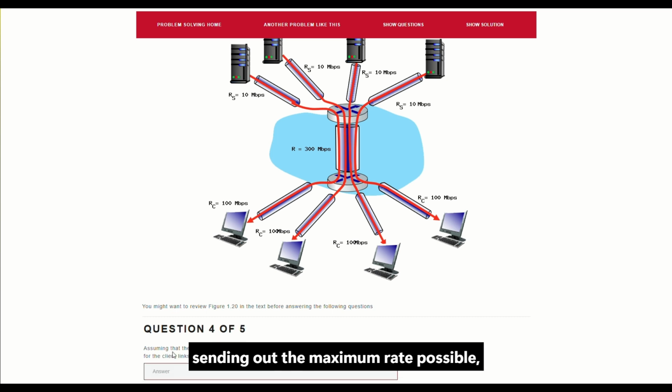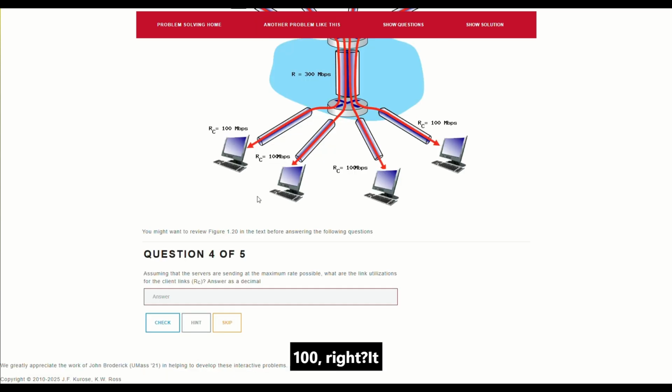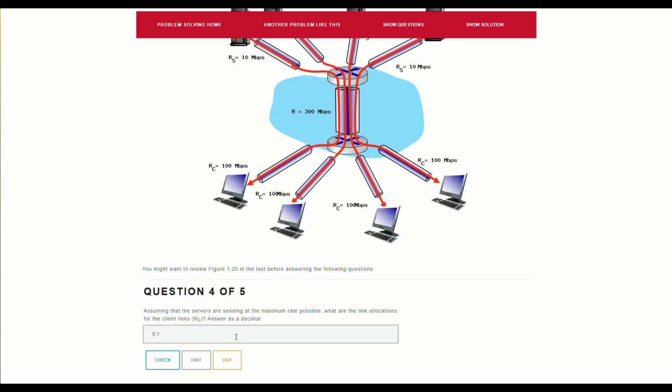And now, assuming that the servers are sending at the maximum rate possible, what are the link utilizations for the client links? Answer as a decimal. Now this should be 0.1. The reason is that what I did for the last question was 100 over 10. This time it's 10 over 100, right? Which is 0.1.